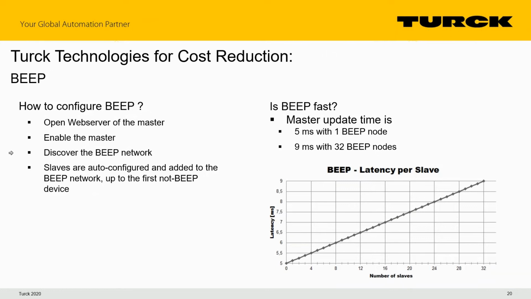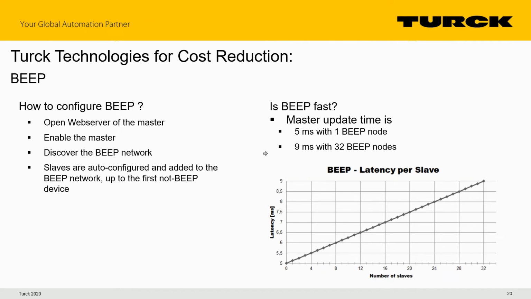So BEEP is configured in the web server of the master. Basically, you go into the web server page, you enable the master, you tell it to search the network. As long as it finds the number of nodes that you expected, you just click on accept, and you now have a BEEP network. And then the web server page will show you the detailed I/O mapping for every block in there, so you know how to map it in your PLC.